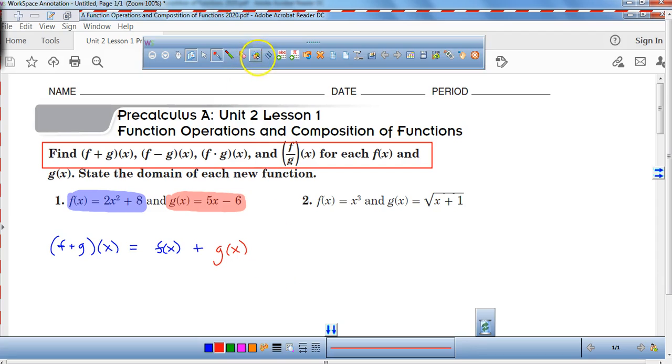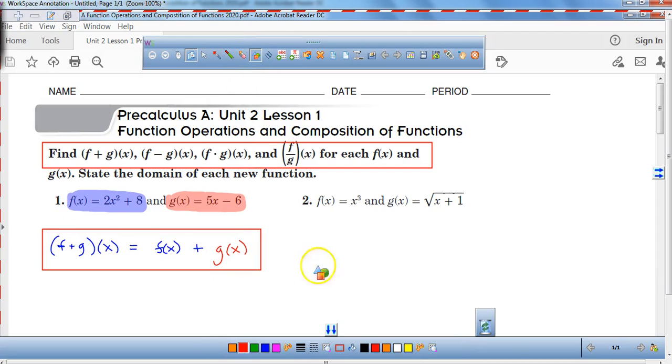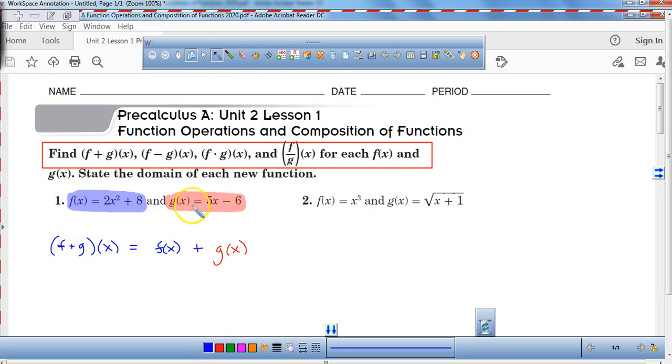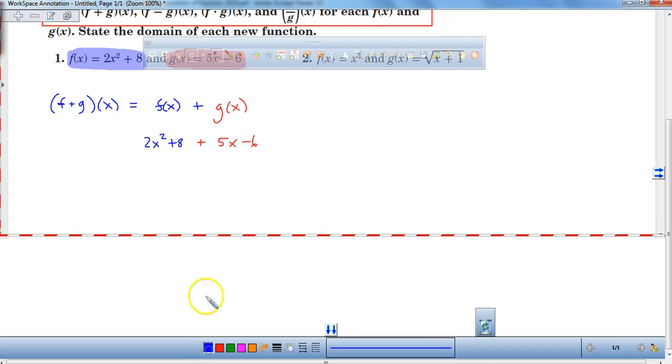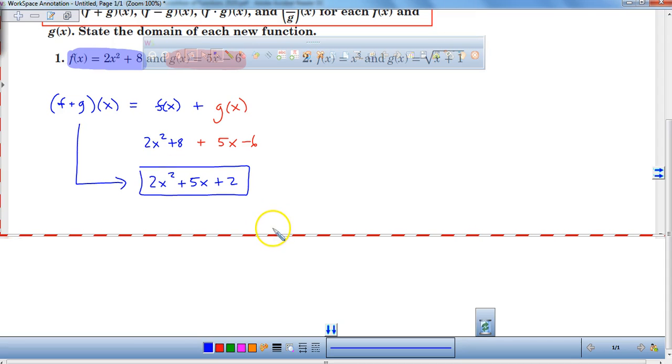One thing you need to make sure you understand is these mean the exact same thing. So when we take f of x, which is 2x squared plus 8, and we add g of x, which is 5x minus 6, all we got to do is combine the like terms. So what does f plus g of x ultimately equal? 2x squared, there's no more x squareds, plus 5x, 8 minus 6 is 2. So that would be my answer.